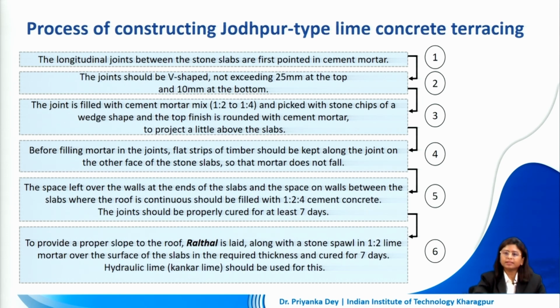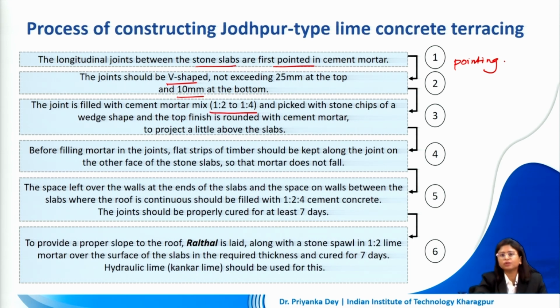Let's take a look at each of these steps that we have to follow. So, the first step is that the longitudinal joints between the stone slabs are first pointed in cement mortar. For this, we need to know the different types of pointing used, which have been covered in another lecture. The joints should be V-shaped such that the top gap should be 25 mm and the bottom gap should be about 10 mm. This joint is filled with cement mortar mix.